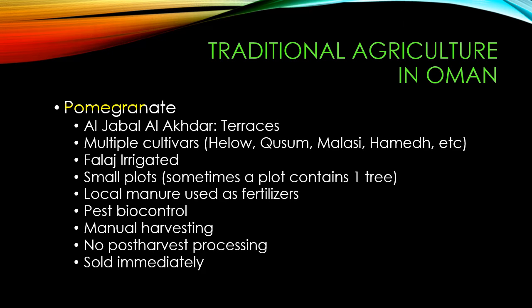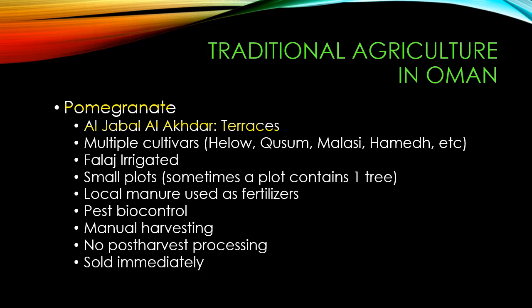For example, if you go to Jabal Akhdar, you will see pomegranate grown in terraces. Why? Because this is a mountainous area where there are no flat lands on which you can grow any kind of crop. So farmers over time adapted and started to cultivate crops in terraces. That's what happens in Al Jabal Akhdar.